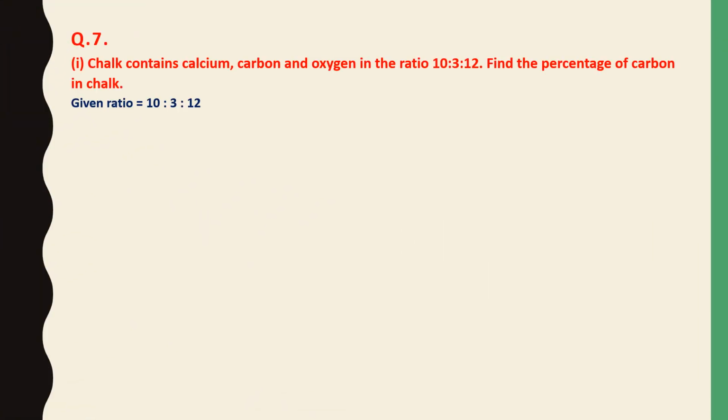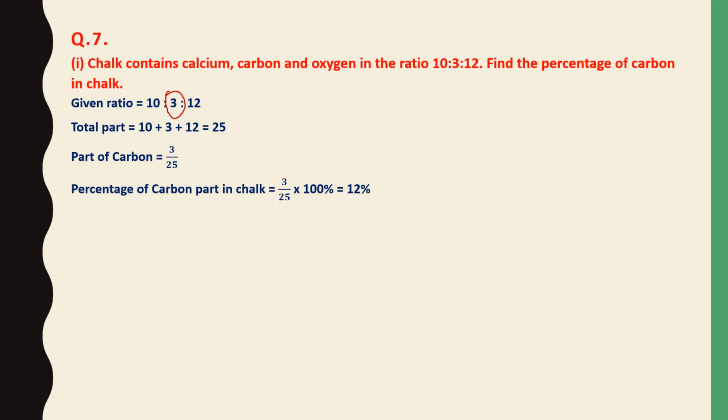Question number 7. Chalk contains calcium, carbon and oxygen in the ratio 10:3:12. Find the percentage of carbon in chalk. Given ratio 10:3:12, so total parts 10 plus 3 plus 12, that is 25. Carbon is shown by the third one, so its ratio is 3. So 3 by 25. Percentage of carbon in chalk is 3 by 25 into 100%. Simplify, you will get 12%.